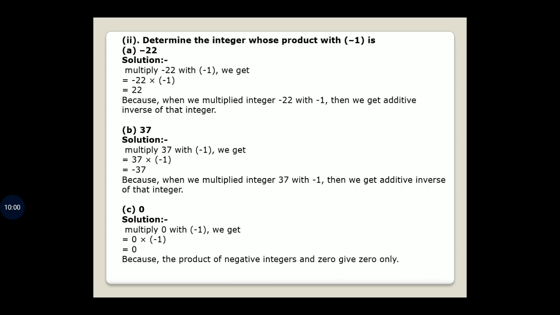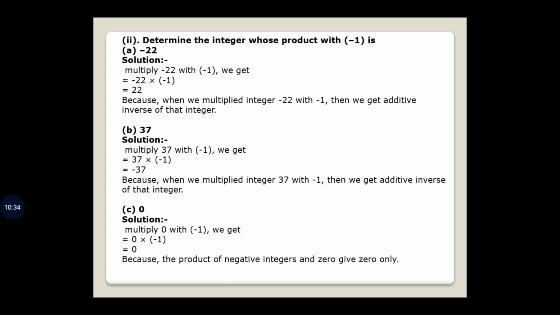Now let us move on to the second bit. Determine the integer whose product is with minus 1. The problem is multiply minus 22 with minus 1. We get minus 22 into minus 1 is 22. Because when we multiplied integer minus 22 with minus 1, then we get additive inverse of that integer. That means any number which is multiplied with minus 1, the result is the additive inverse of that particular integer.